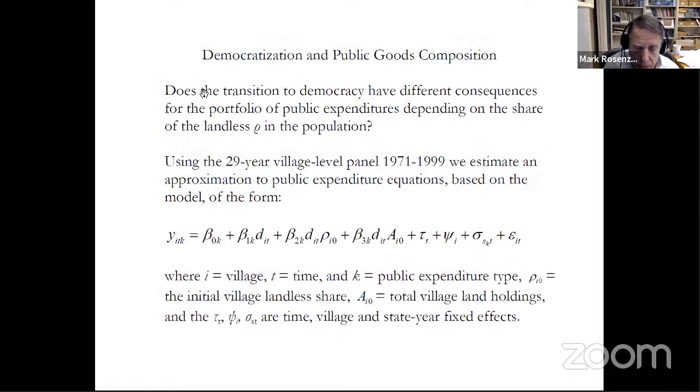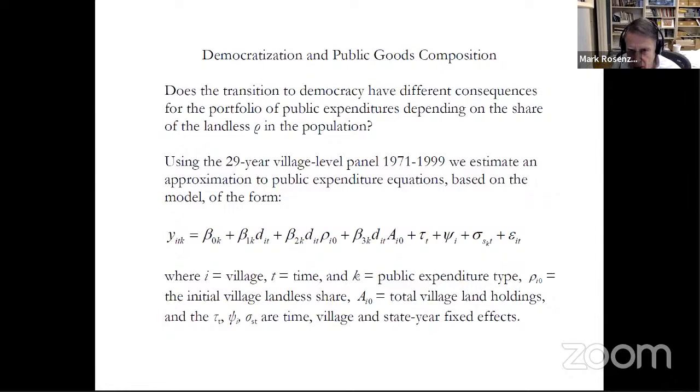Okay, so now we're ready to look at the effects of democratization on public goods composition. Our dependent variables are the programs. On the right-hand side, we have whether the village had become democratized, that's D, and then the interaction of democratization with the fraction of the village that is landless. We also have to include the total land of the village, because that was always a fixed component in the comparative statics. Interacted with democracy.